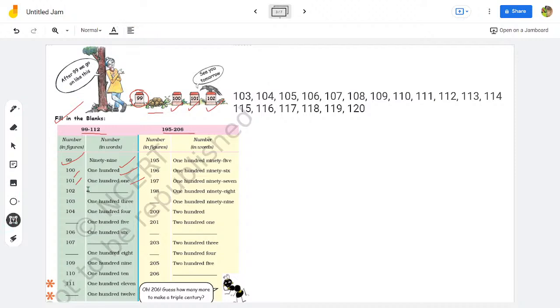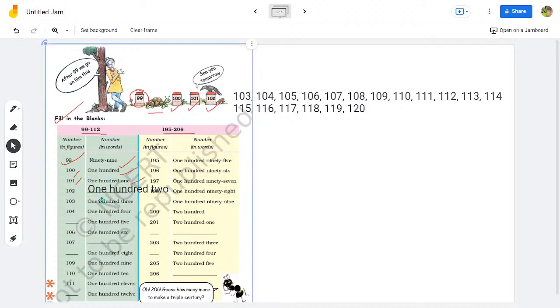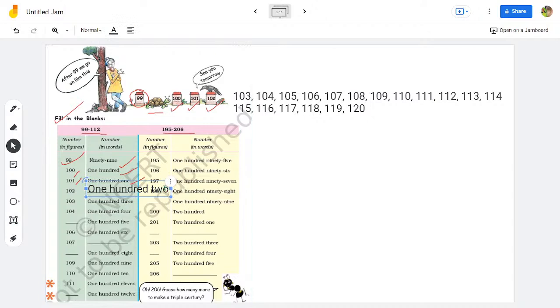So 102. The next one would be 102. As we move on, I'm trying to make this a bit small so that it doesn't occupy the other spaces. Okay, no issues. Let's move on.